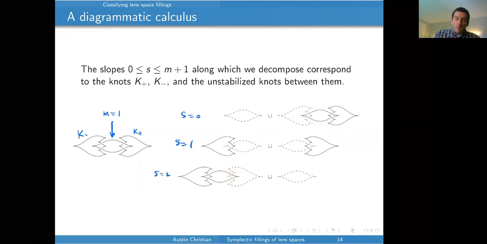So when m is much larger, you'll have a number of intermediate options, which involve just deleting these unstabilized knots in the middle. So the diagrammatic calculus can be extended, and then you just end up with this tree. All of these leaves are universally tight lens spaces classified by Honda, and the deed is done.